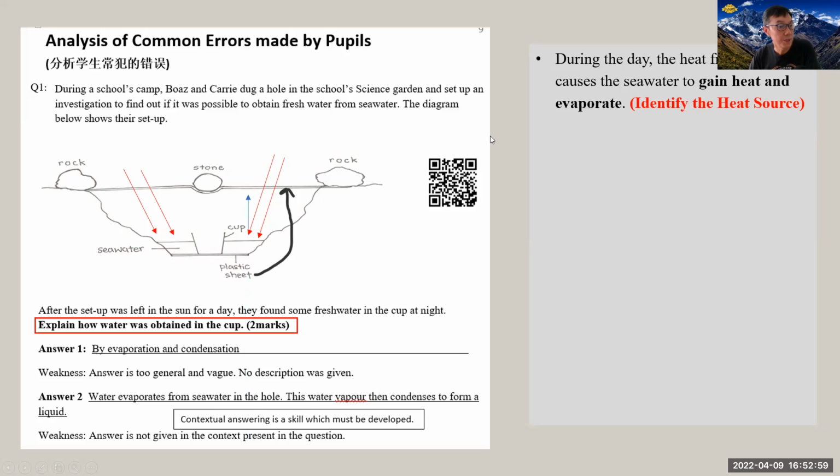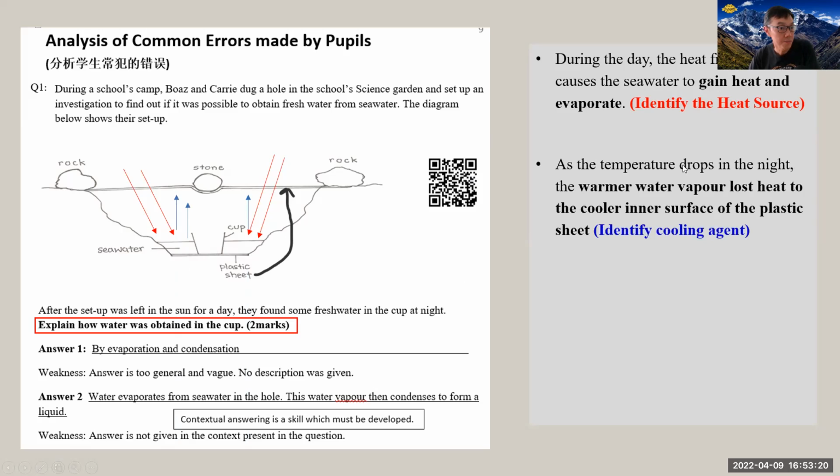Next, because the seawater will gain heat, during the day the heat from the sun causes the seawater to gain heat and evaporate. I use the blue arrow to indicate the evaporation. As the temperature drops at night, because this is left overnight, the warmer water vapor loses heat to the cooler inner surface of the plastic sheet.